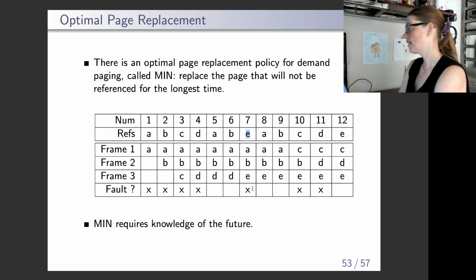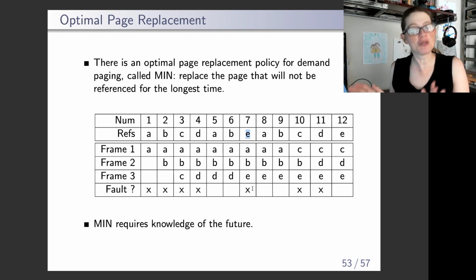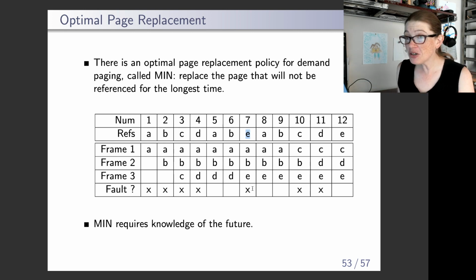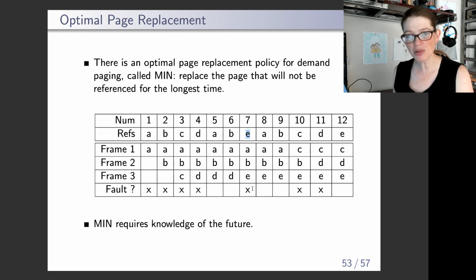Impossible. Because you don't know the future. Well, presumably you don't know the future, but your computer sure doesn't know the future. Your computer doesn't know what memory operations are going to go next because it hasn't executed those lines of code yet. So it doesn't know what's going to happen next. So optimal page replacement, yes, we know what it is theoretically, but we can't actually implement this.